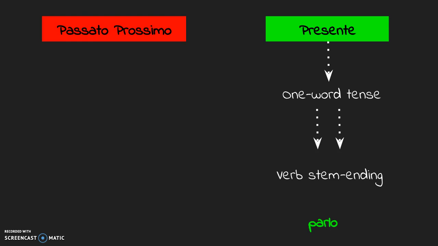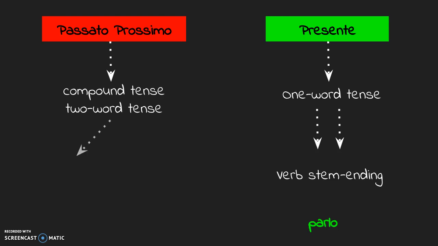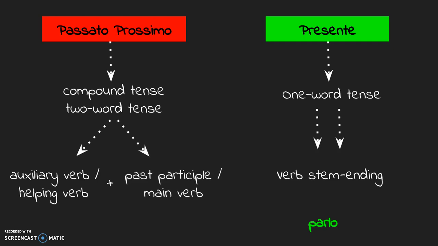The past tense in Italian, the passato prossimo, is a compound tense. It's made up of two words. The first part is known as the auxiliary verb or the helping verb, and then we follow that with the past participle, the past version of the main verb. For example, ho parlato. I spoke or I have spoken.